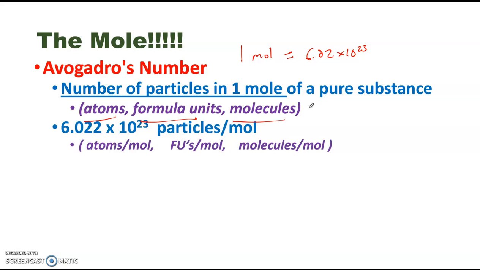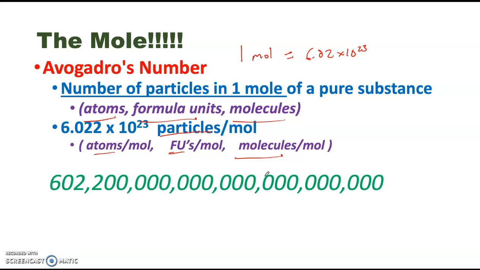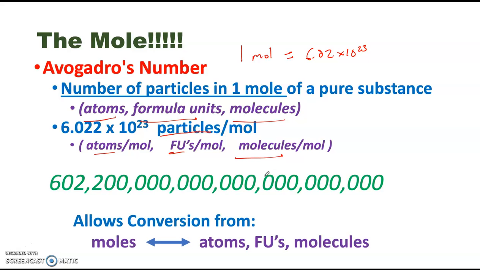Again, here's the number. So we say 6.022 times 10 to the 23rd particles per mole. And whenever I say particles, that could mean atoms, formula units, which we abbreviate FUs, and molecules. And you can see this is a really, really big number. In class, I'll give you some examples of just how large this number is if you use it to talk about ordinary things. But what it allows us to do is convert from moles to atoms, molecules, formula units.